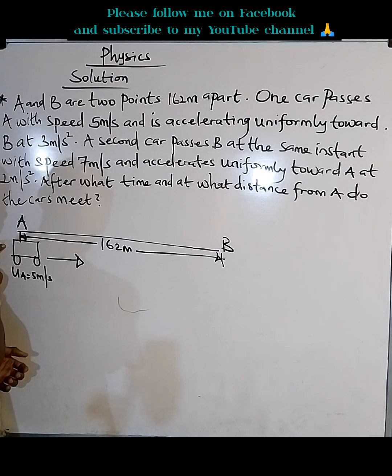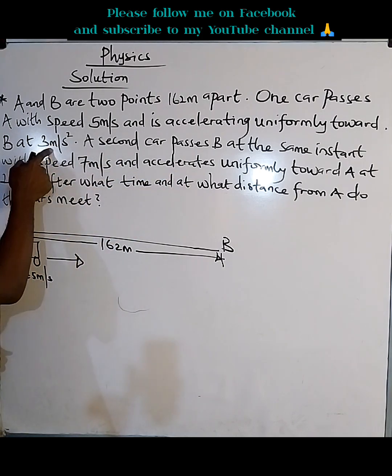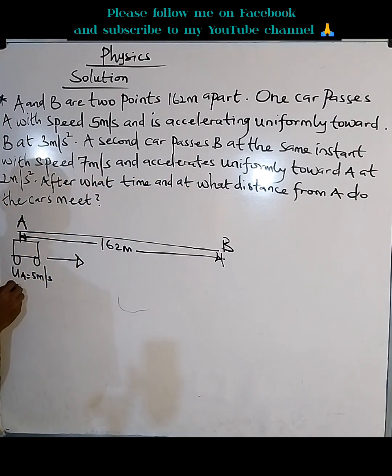So a car passes this very checkpoint A, moving towards checkpoint B with a speed of 5 meters per second, and it's accelerating uniformly at this rate of 3 meters per second squared. So the acceleration of this car also is 3 meters per second squared.